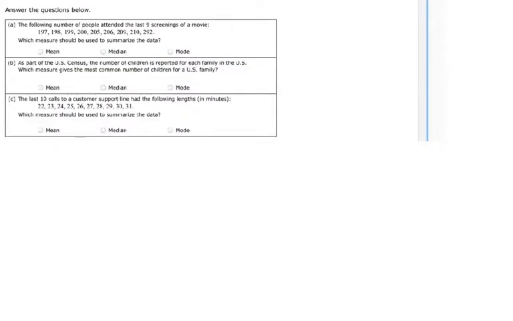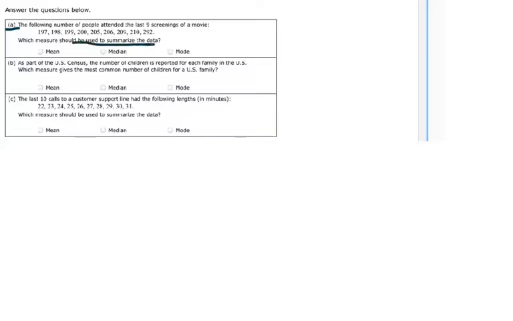Okay? So let's look at the next type of question. Okay, this one's pretty similar. Question A, the following number of people attended the last 9 screenings of a movie: 197, 198, 199, 200, 205, 206, 209, 210, and 292. Which measure would best summarize the data?